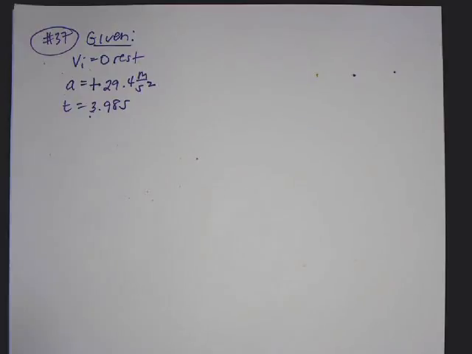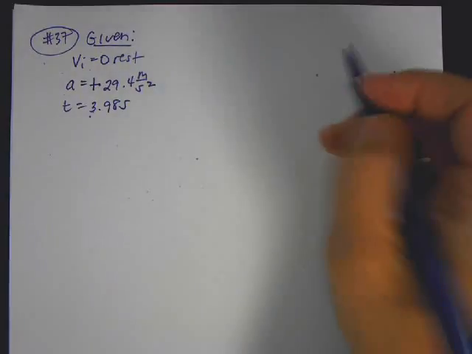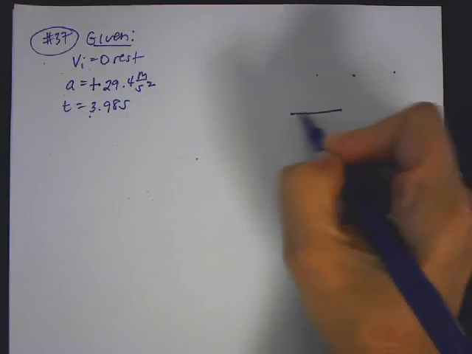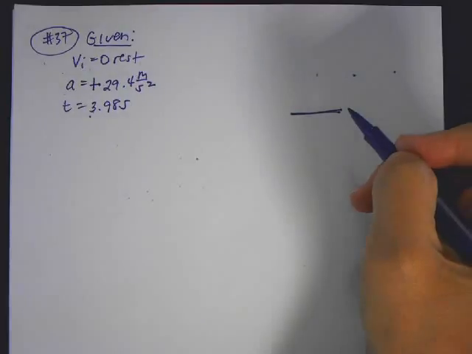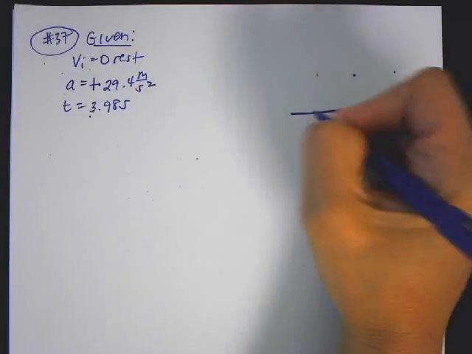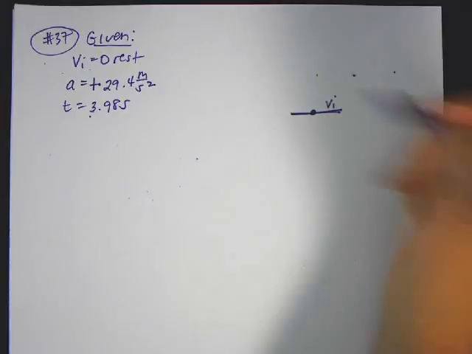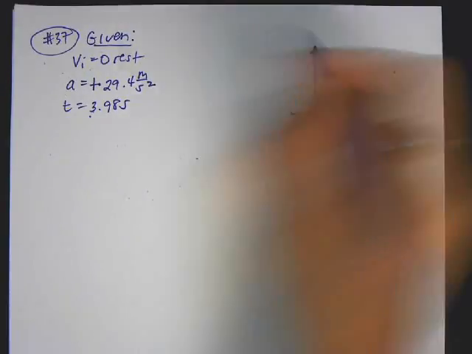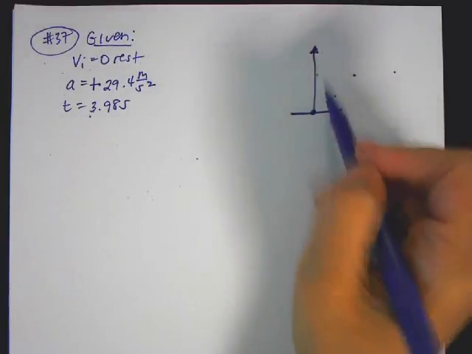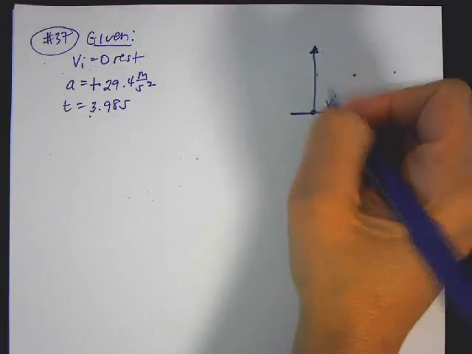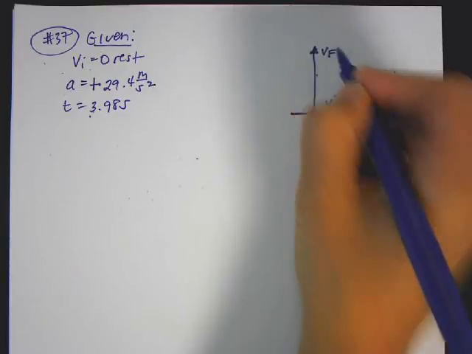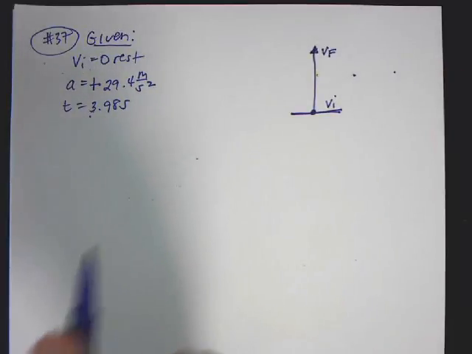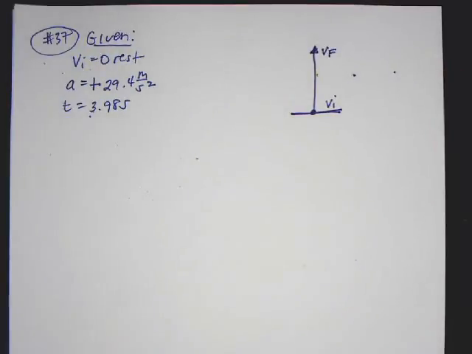So this is definitely something where I want to draw a picture, because if I don't draw my picture, I cannot visualize this. So first I'm going to draw the ground, and I have the rocket here, VI. It's going to start off, and it's going to go up during this 3.98 seconds. So when it goes up, it's going to reach a certain speed. But then, after the fuel runs out, it's still going to go up a little bit more.